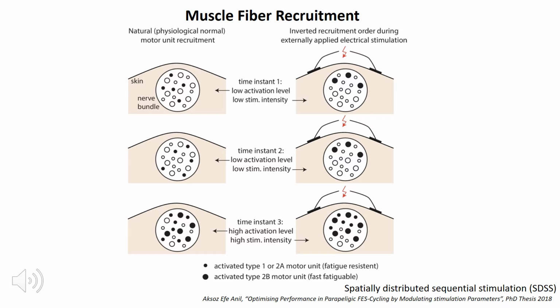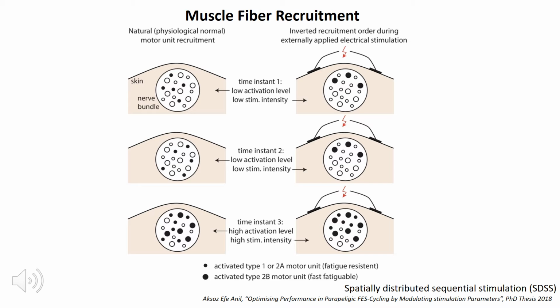Now the problem here is that these large muscle fibers fatigue very quickly. And then we see an onset of early fatigue. One of the ways that we've tried to solve this problem is to use spatially distributed sequential stimulation. You'll find the reference below me.